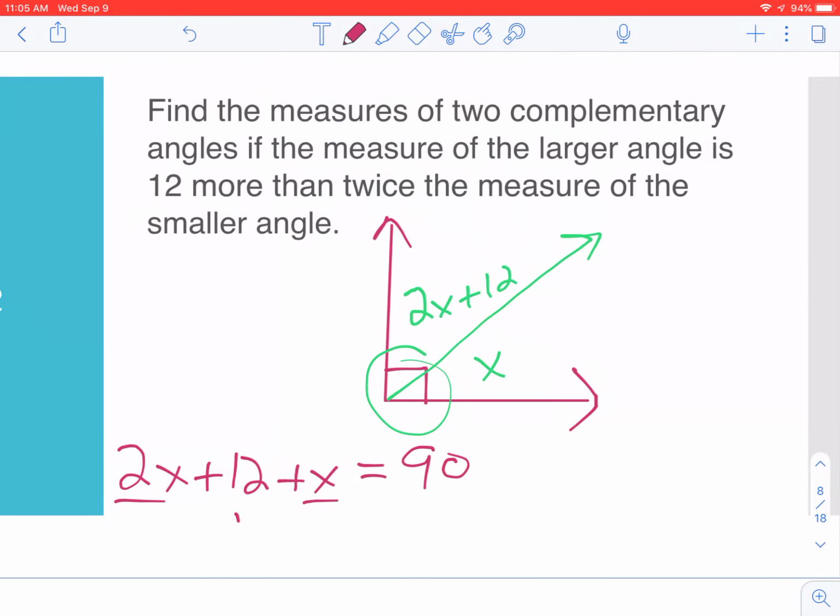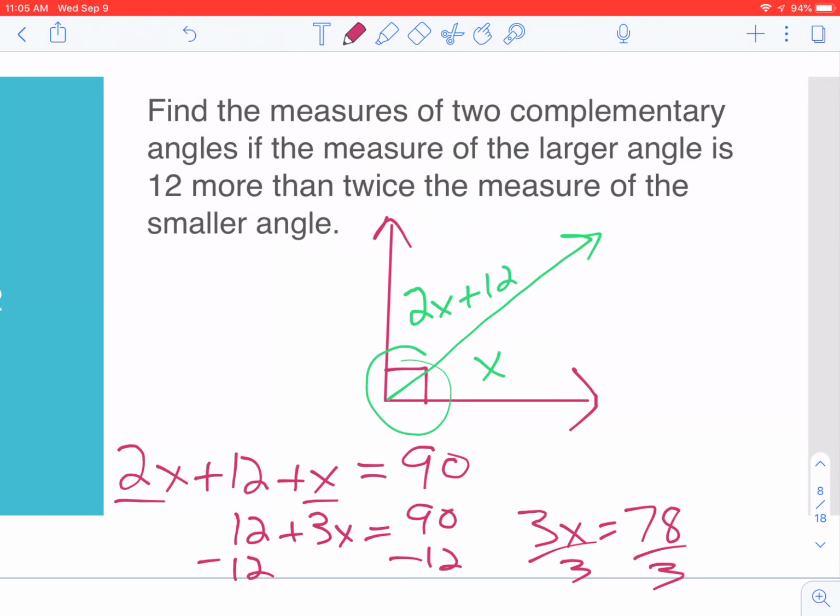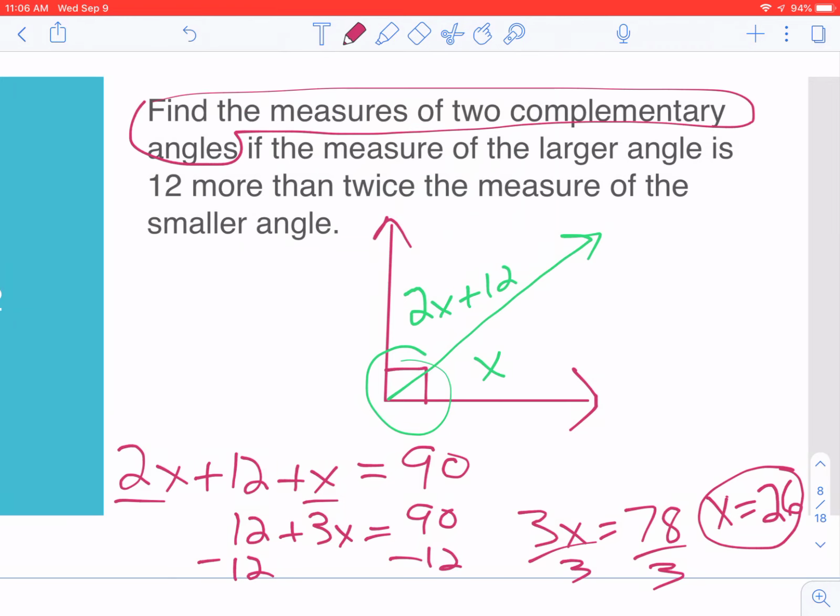2x plus x is 3x. Subtract 12 from both sides. We get 3x equals 90 minus 12 is 78. Divide both sides by 3. Sorry for running out of room. X is going to equal, and right now I need my calculator, 26. But it says find the measures of the two angles. So this one is 26 because that's x.